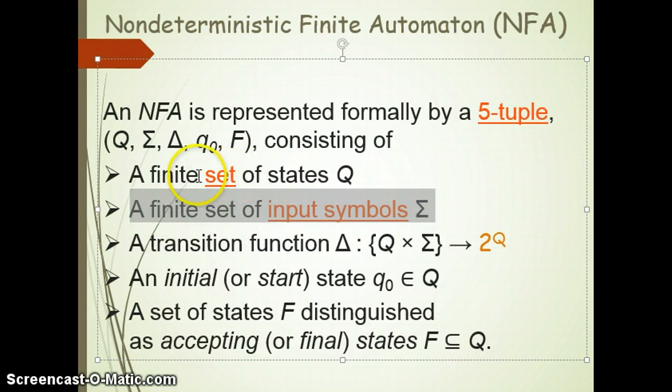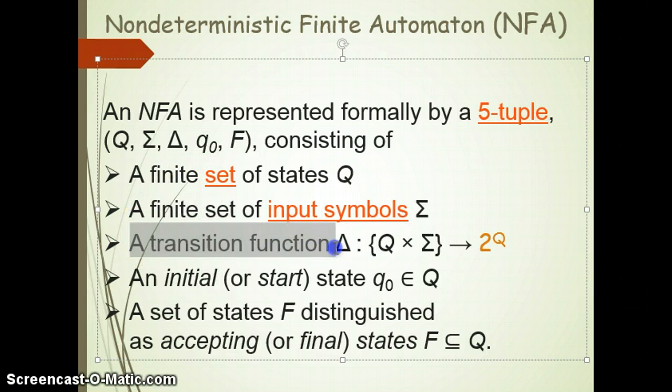Next one is transition. A transition is represented by this symbol. This is one type of symbol, and different persons may use different symbols to represent transitions. This is the general representation. We are taking a number of states, and for those states, if we apply an input symbol, we get one of the states in 2 power Q.